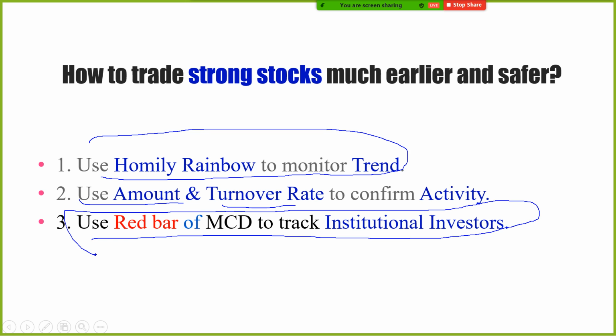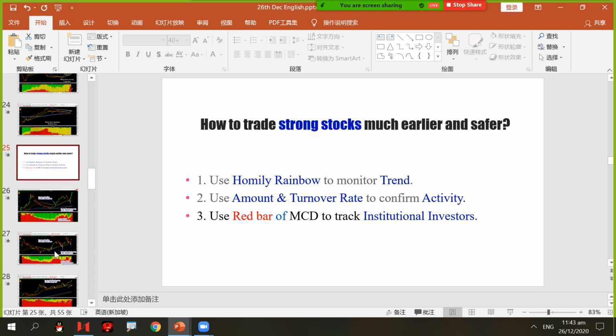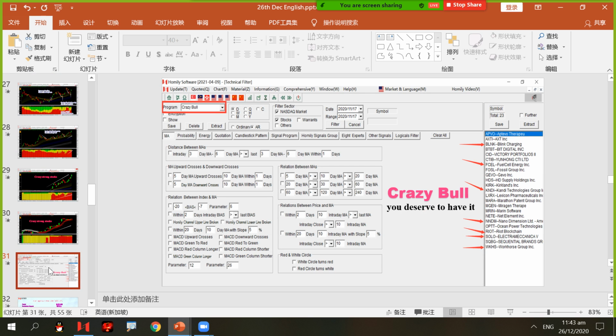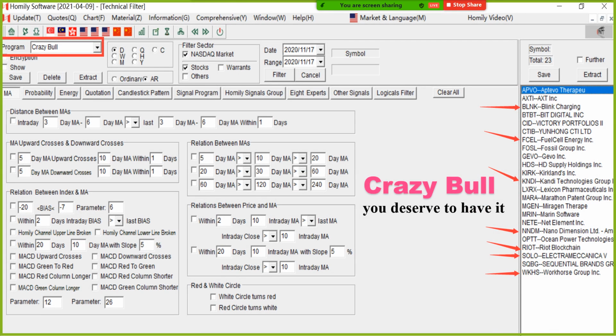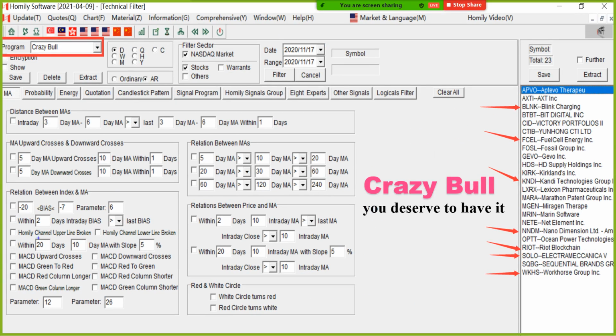But how do I get this one? Let me give you some example for this. I'm sure you are not seeing this for the first time. You can see what happened. For the 17th, 17th November this year, I use my special filter, Crazy Bull, for the Nasdaq market. Then I use a filter. What do I get?